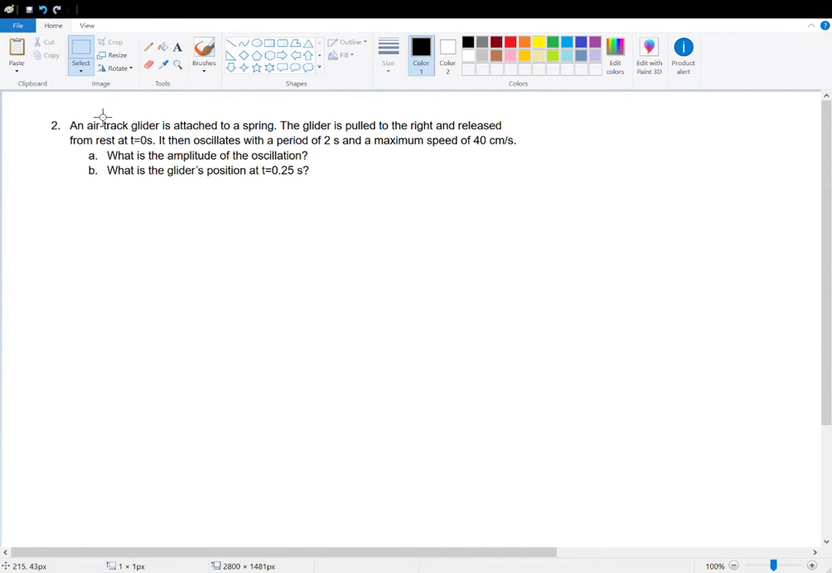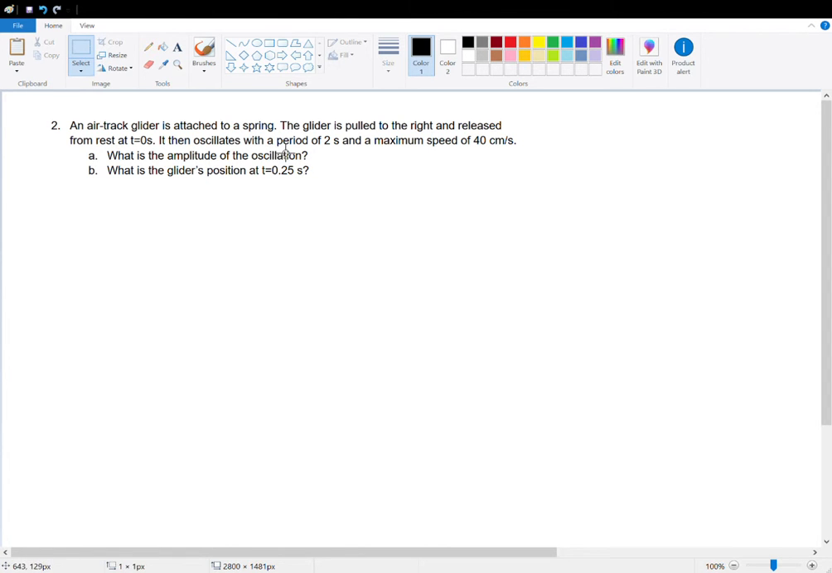So here we have an air track glider that is attached to a spring, and the glider is pulled to the right and released from rest at 0 seconds. It then oscillates with a period of 2 seconds and a maximum speed of 40 centimeters per second. So what is the amplitude of the oscillation?